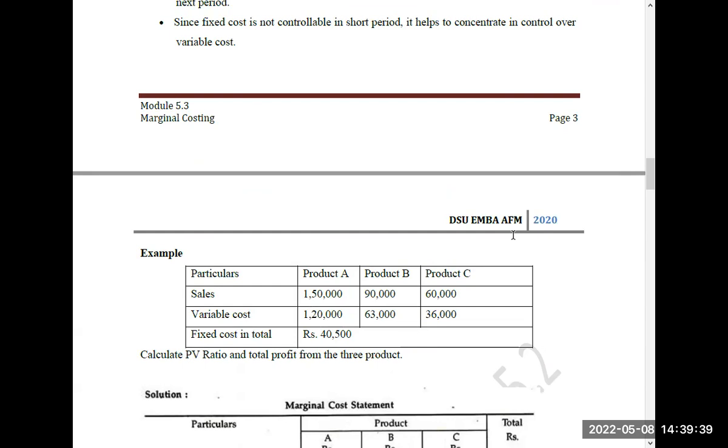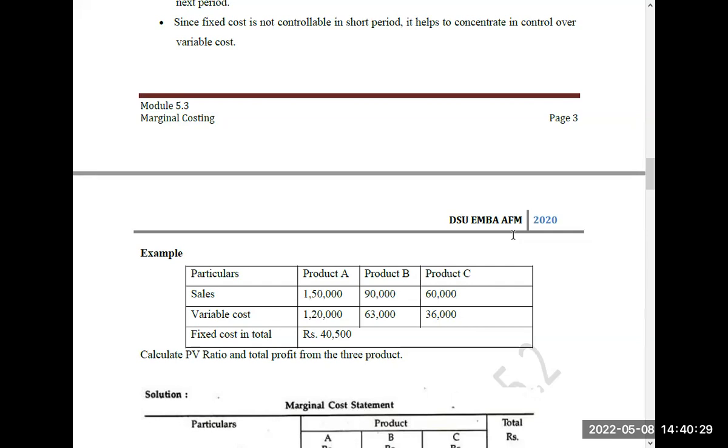What is PV ratio? So far we did not discuss. PV ratio is nothing but the relationship between contribution and sales in terms of percentage. PV ratio is equal to contribution divided by sales, whole thing multiplied by 100. PV ratio can otherwise be called contribution to sales ratio. Can you all calculate the contribution of products A, B, and C? Those who are online also, please take a sheet of paper and calculate, or mentally you can say.